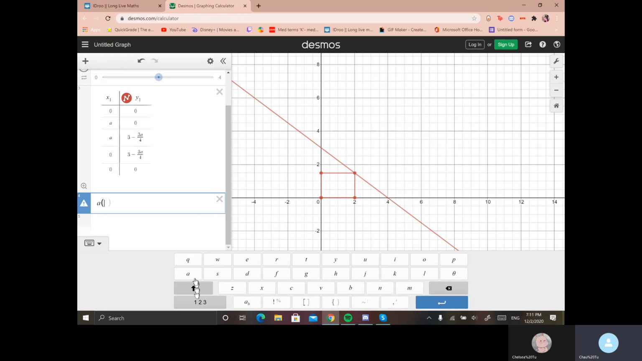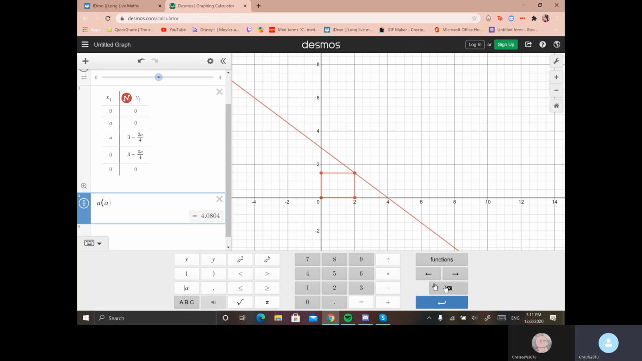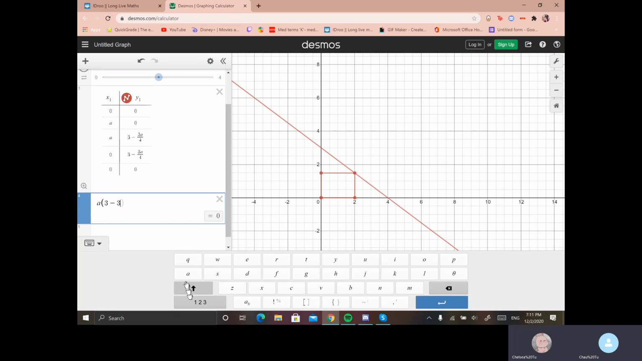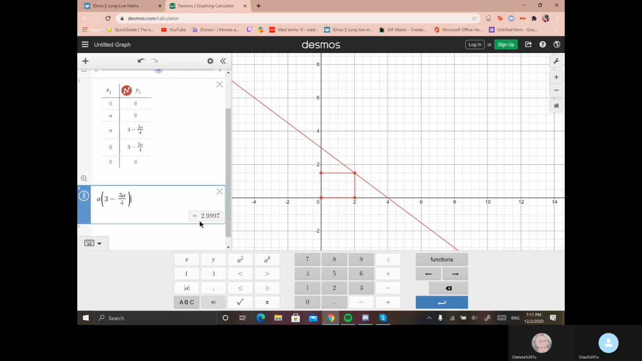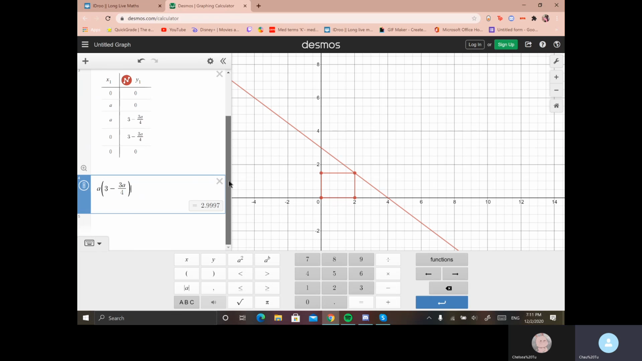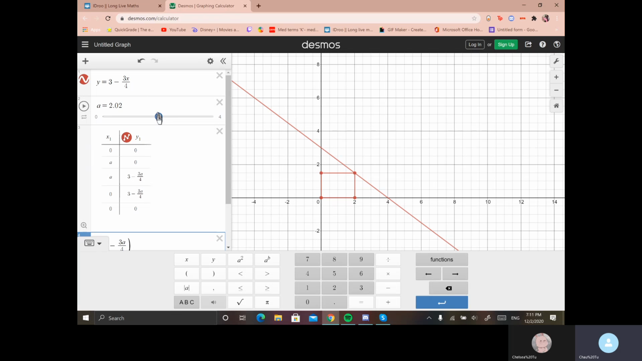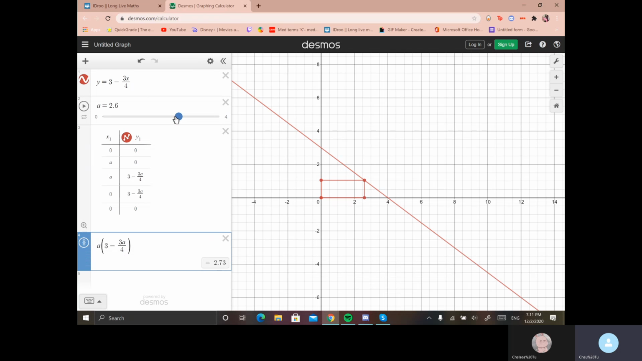Yeah, A bracket 3 minus 3x over 4. A over 4. I was testing you, yeah. A over 4. Yeah. So now the area is 2.9997 or whatever it may be. Slide A back and forth, and then we're scanning to find the biggest area. Now it's getting smaller.